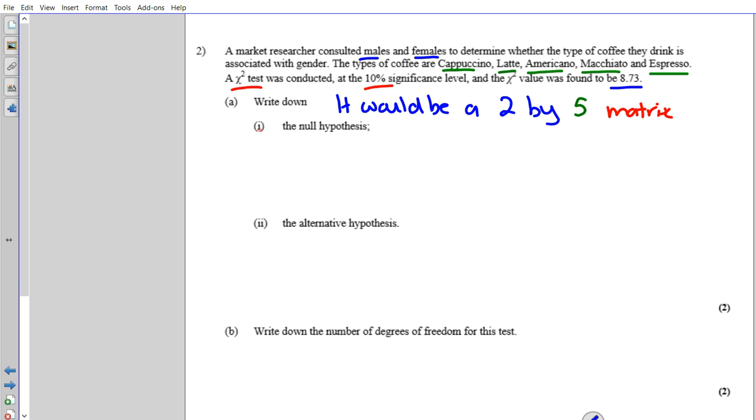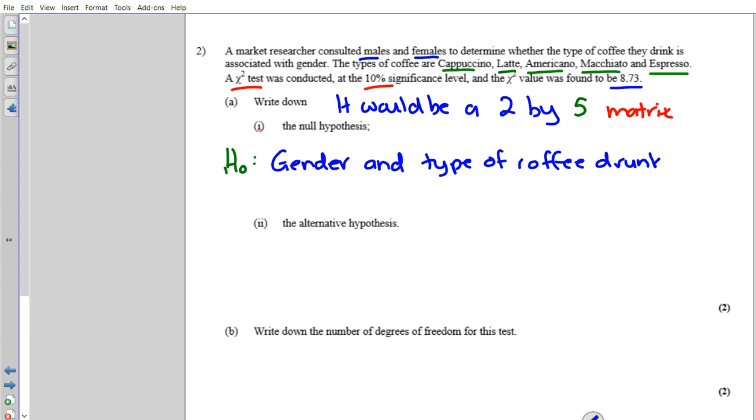Write down the null hypothesis. So just reminding you that null hypothesis is H0, just because that might be helpful. What you do need to write is what I'm about to write. So gender and, remember you just write the 2 variables, gender and type of coffee drunk, are independent. If it was the alternate hypothesis they want, you would have to write gender and type of coffee drunk are dependent. So that's what they're asking for now, the alternate hypothesis.